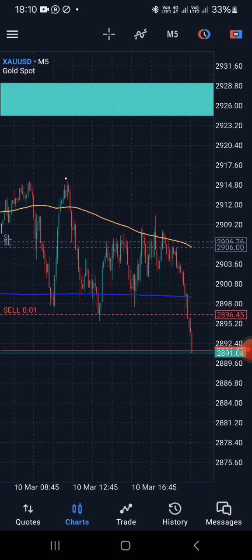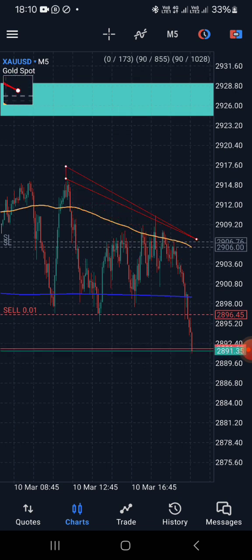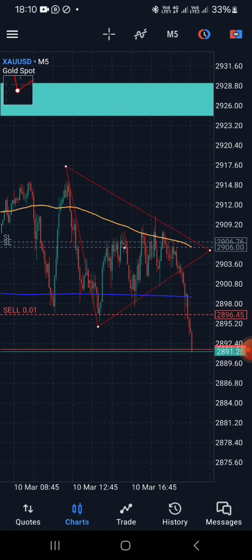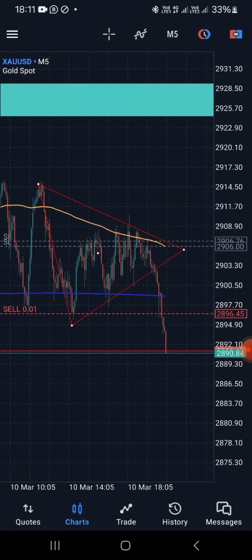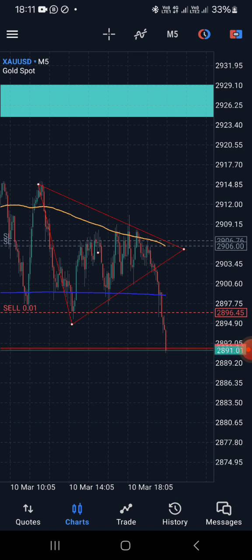I'm using another tool here for you to see what I'm looking at, because I'm not just taking trades. I'm not just using moving average. There are confluences I take note of before I take trades. Now, this is the next one, the next support and resistance I'm looking at.